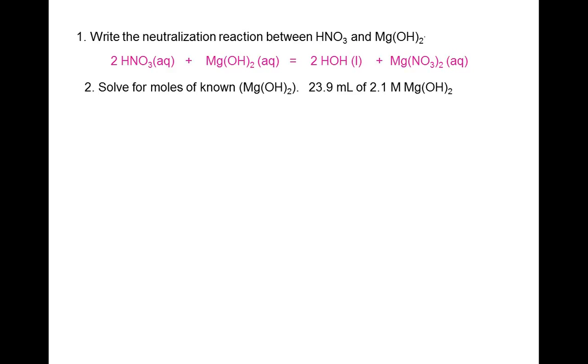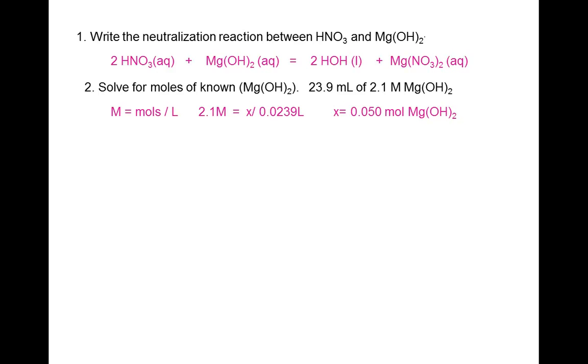All right, so what I got for this is molarity equals moles over liters. I plugged in the 2.1 molar as the molarity and converted my milliliters into liters, did some algebra, and what I determined is that when I added 23.9 milliliters of my 2.1 molar magnesium hydroxide, what I was really doing was adding 0.050 moles of magnesium hydroxide.